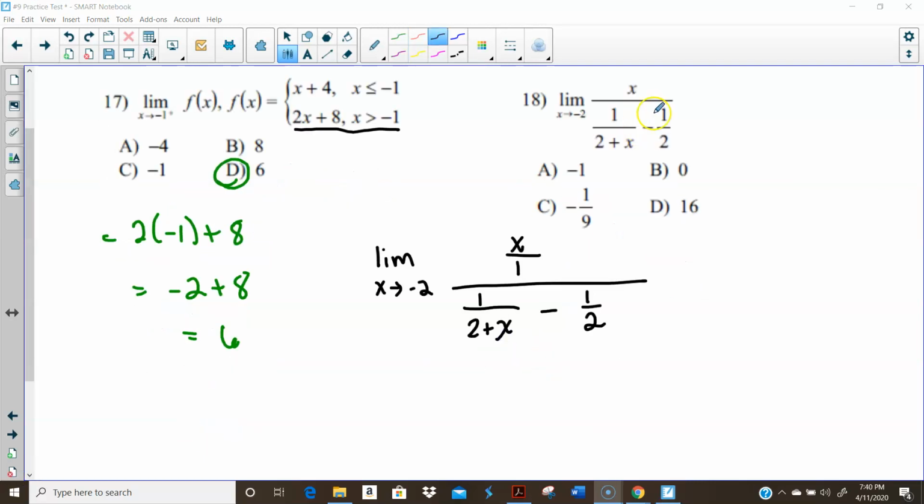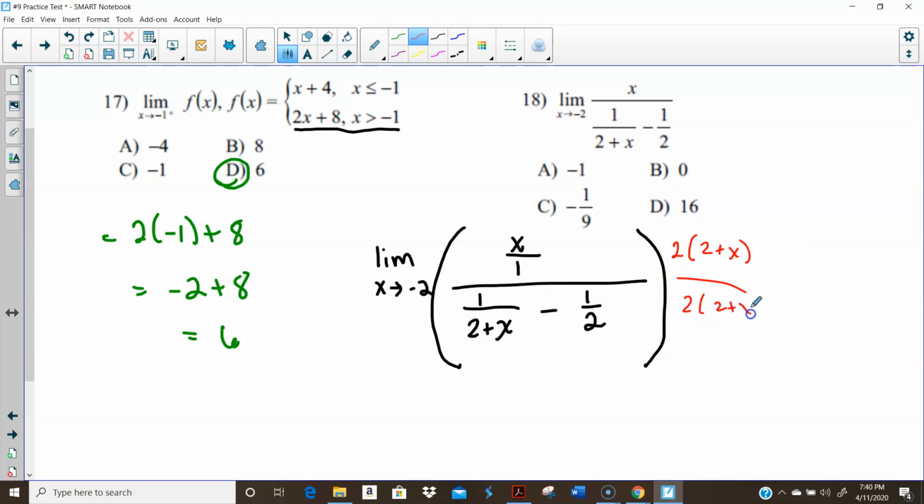Number 18, if I take -2 and I plug it in for x, I'm going to end up with 0 at the bottom of a fraction, which I can't do. So the first thing I'm going to do is simplify this, and I'm going to try to multiply out the fractions in a fraction. So if you look at all the denominators, I'm going to multiply the top by 2 times 2 plus x, and I'm going to multiply the bottom by 2 times 2 plus x.